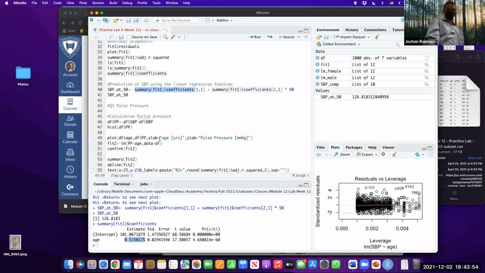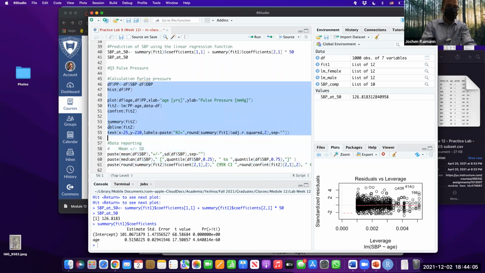So this was question 2. It's fairly straightforward, I found. Then let me also drop this in the chat. So we have here Q3.